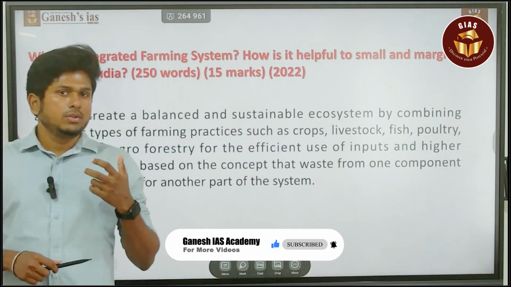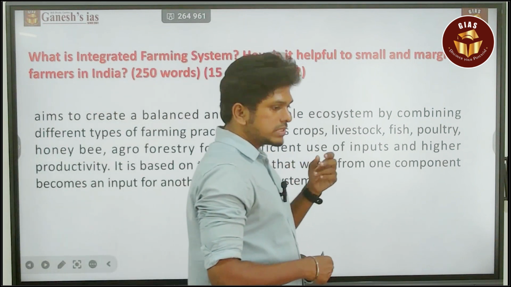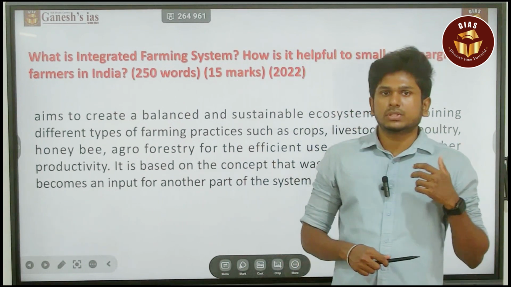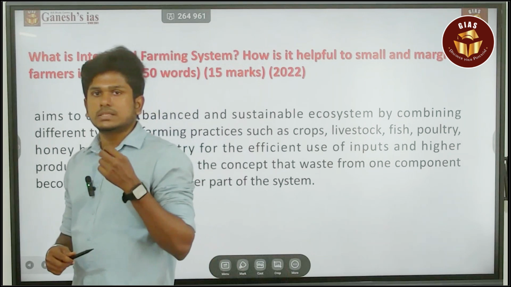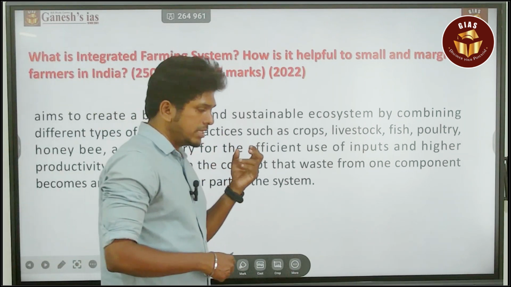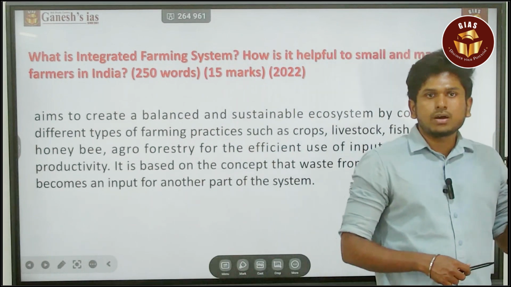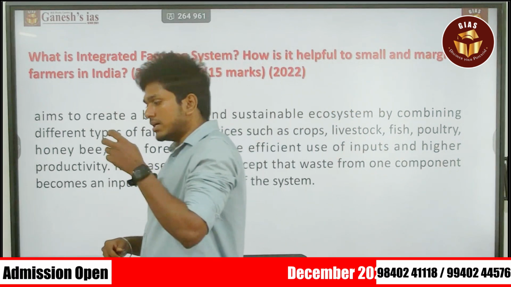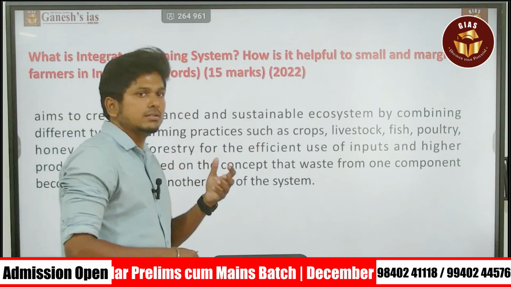Next, before going to address any question, you need to think about certain data related to that question. Here it is speaking about the integrated farming system. So you need to know about what is integrated farming system. That is the first and foremost thing about this question. Second part, it is speaking about the small and marginal farmers. So before you are going to address this question, you have to know certain data. You have to think it.